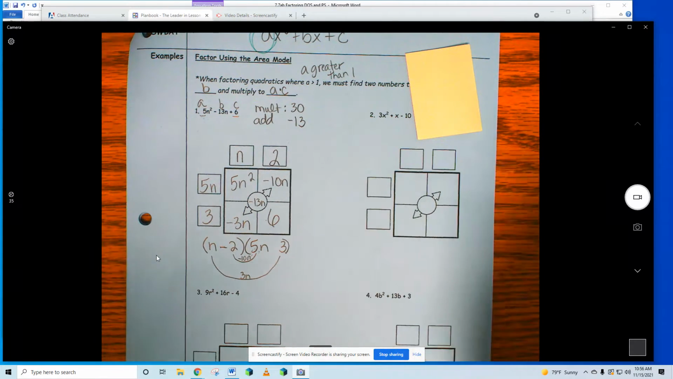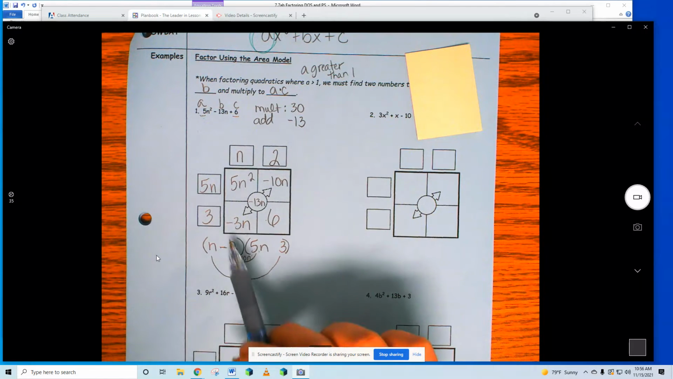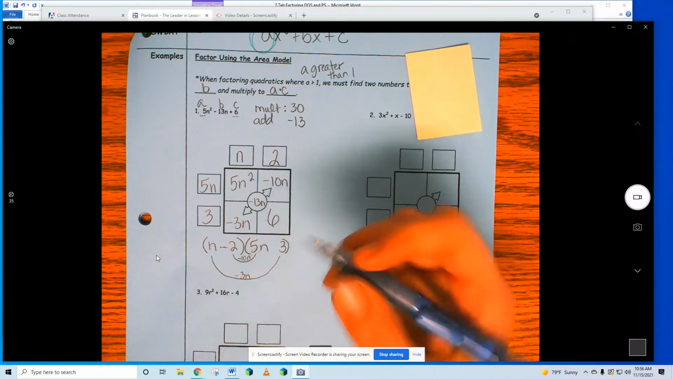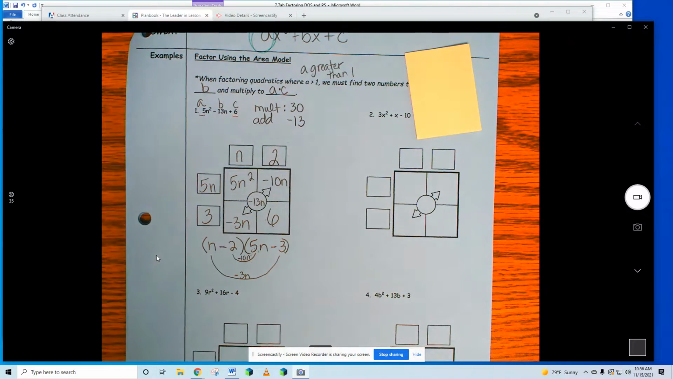How about the 3? What does the 3 have to be? What'd you say? Also negative, which means I better put a negative in front of that. Now I'm done. N minus 2, 5n minus 3, and you're done.